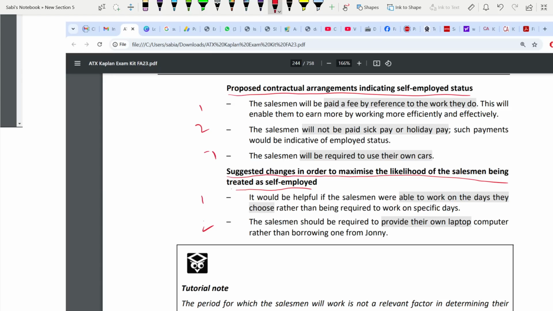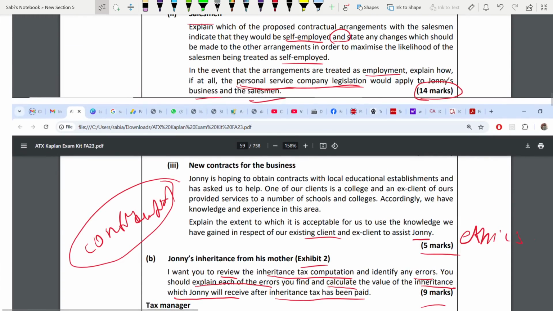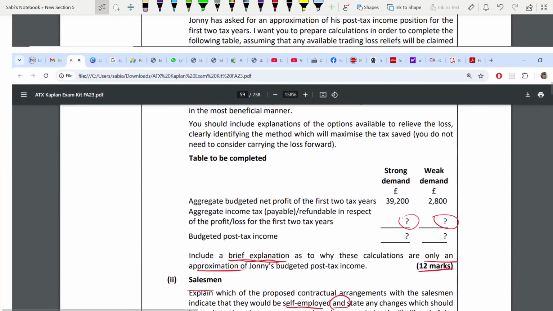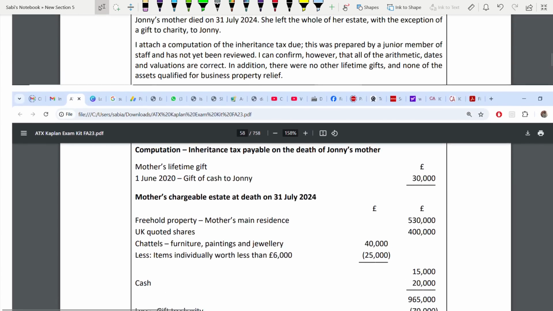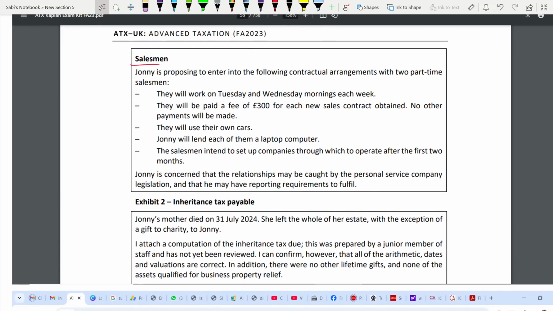Okay, now. But they have given something over the contract, which we missed out. This is requirement. You need to go to exhibit 1 to read the conditions. It's here. Okay, so these are the arrangements. They will work on Tuesday and Wednesday. They'll be paid a fee of 300. They will use their own cars. They will lend each of them a laptop computer.